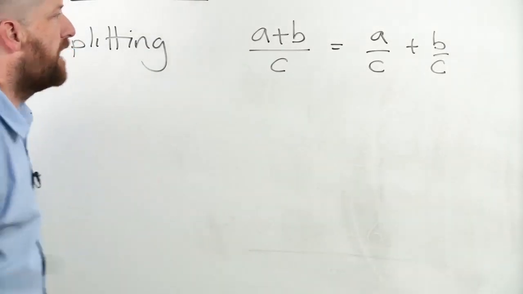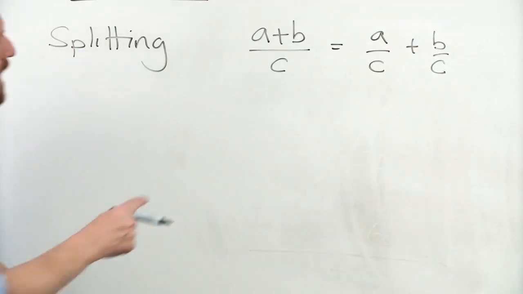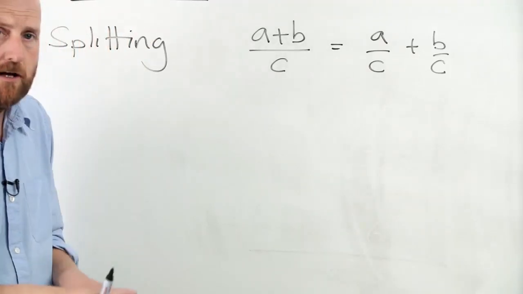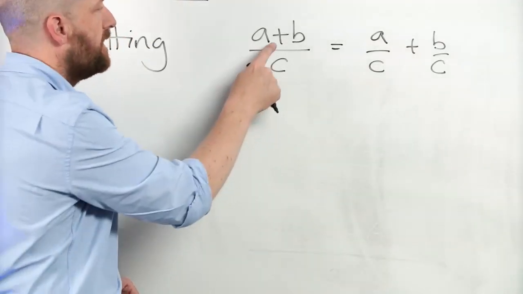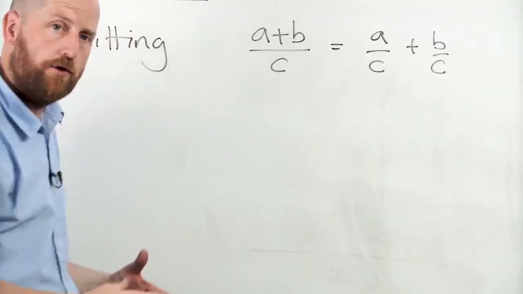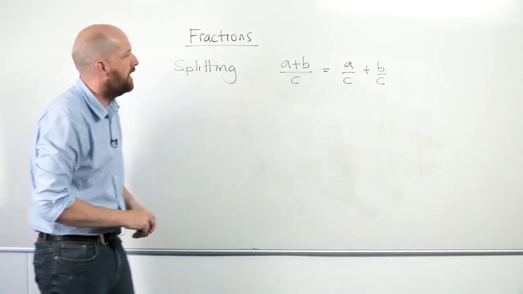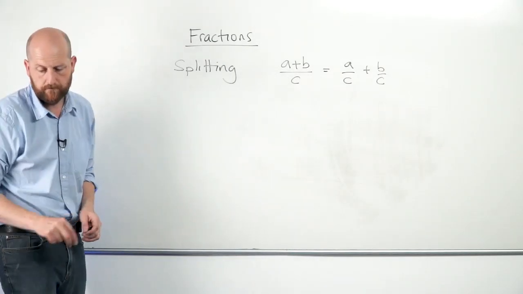Okay, so splitting up fractions is relatively straightforward. When I've got a single denominator here, both of the a and the b can be split up. And I can only do this if this is an addition. I can't do this if it's a multiplication. It could be an addition or a subtraction.